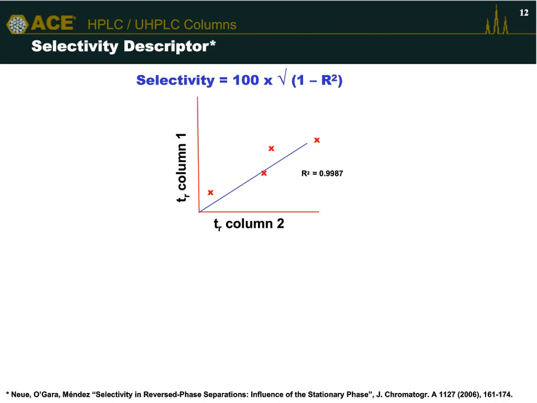And this is a very nice approach to understanding the selectivity differences between different types of columns. What this approach discusses is that you take a column 1, which is normally a C18 for most people, and you run different analytes of interest down this column with a certain method of your choice, and you note the retention times. You then very simply take that first column out, put a second column in, and use the same method, the same sample and the same analytes, and you plot the retention times against each other. This gives you a regression coefficient, a line of best fit between the two columns, which you plug into the selectivity equation, and it gives you a selectivity value.